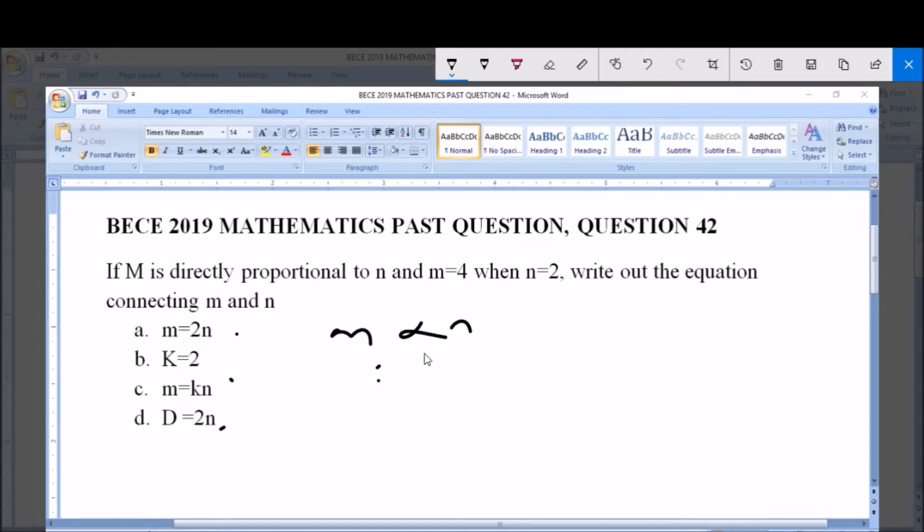Now, expressing this in the equation, that is introducing your equation sign, removing this proportionality sign, we introduce a constant. Now let's take our constant to be k. So therefore we have that m is equal to kn, where k is our constant.